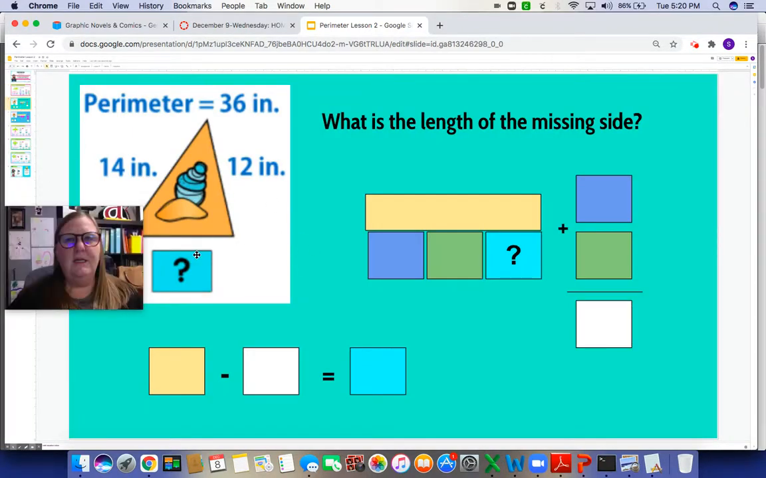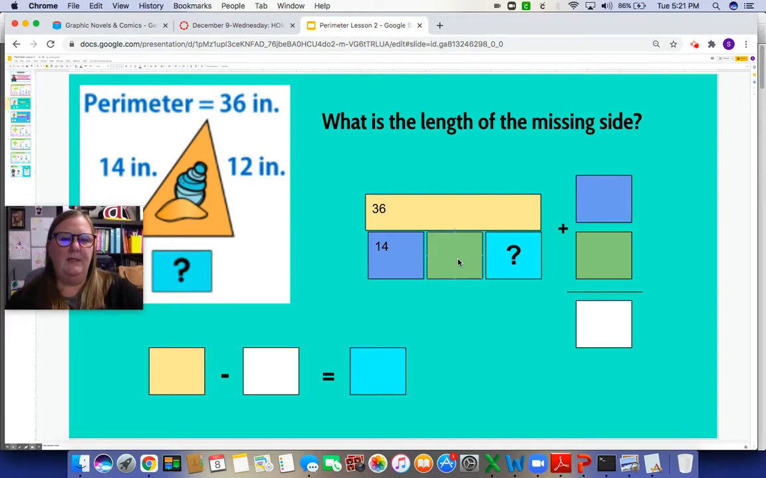It says, what is the length of this missing side? And again, I've tried to color coordinate for you the best I can. We're still using this strip diagram. This is the whole, and then we have a part, and we have a missing side. So for the whole perimeter, it tells us up here that the perimeter is 36. So in this box, I'm going to type 36. Okay. Then it tells us that one side is 14.